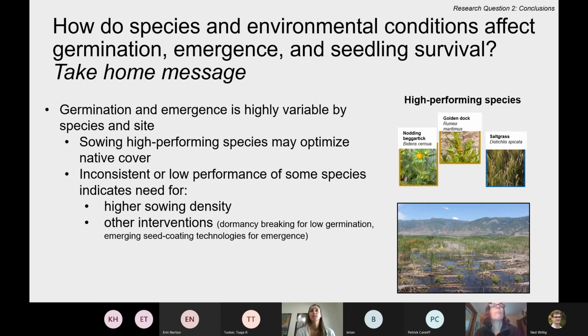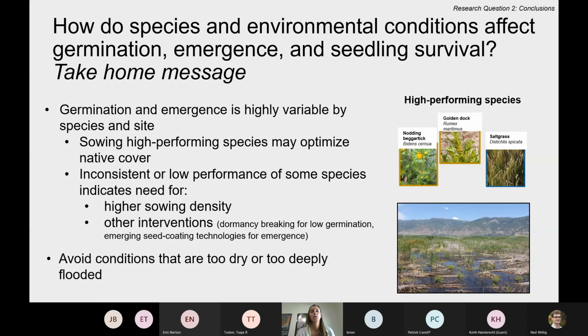Sowing these high-performing species that we identified on the right here may optimize our native cover. And then as for the natives that have inconsistent or low performance, that indicates the need for higher sowing density, particularly if, as I mentioned before, there is a species that is definitely desired for its ability to help achieve these restoration goals. And so in that case, a higher sowing density could help assist in that species' recovery. And then also other interventions. So more intense dormancy-breaking treatment for low germination, like the bulrushes likely require more intense treatments. And there are also emerging seed coating technologies that maybe could be helpful. Lastly, avoiding conditions that are too dry or too deeply flooded might also help.